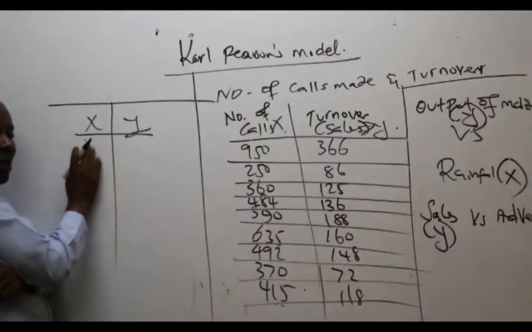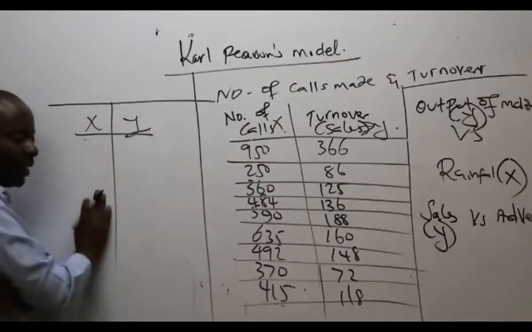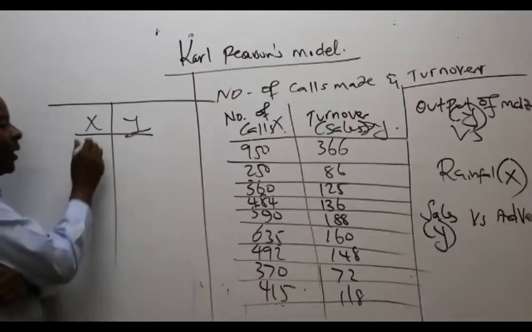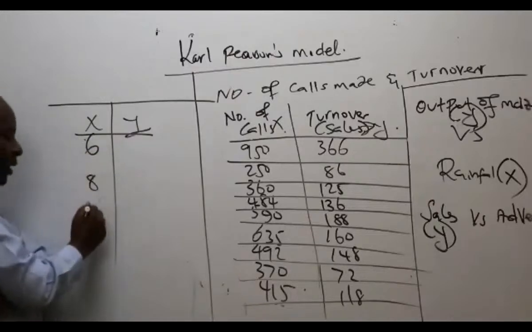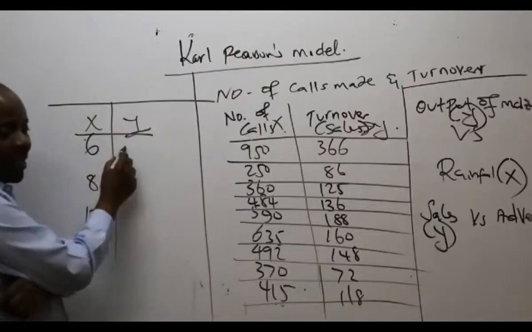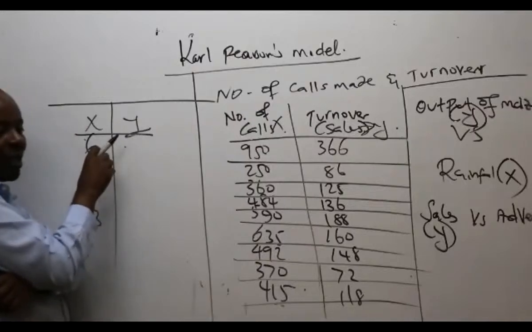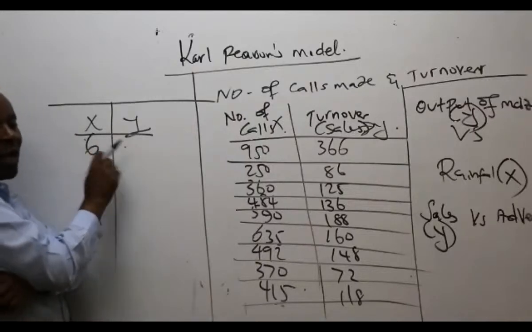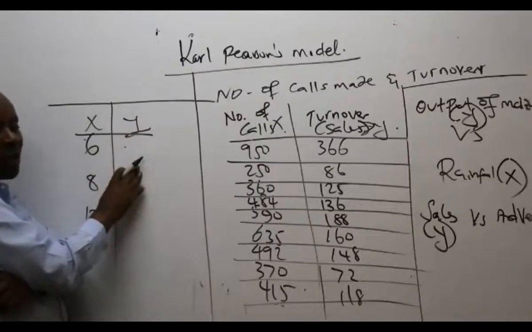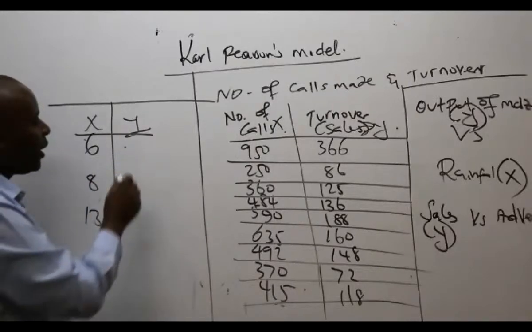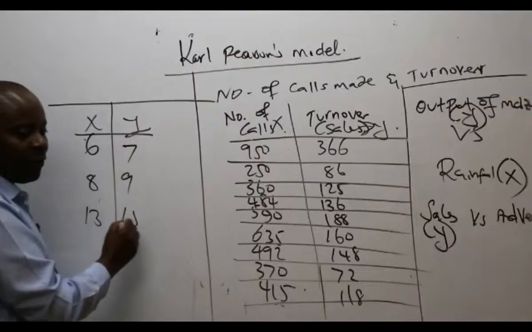No, I don't want the summations. I want the individuals. I want the individual items. Was it 6, 8 something? 6, 8, 13. How about Y? Not the summation, but the Y parameters, the Y metrics. So it is 7, 9, 15.